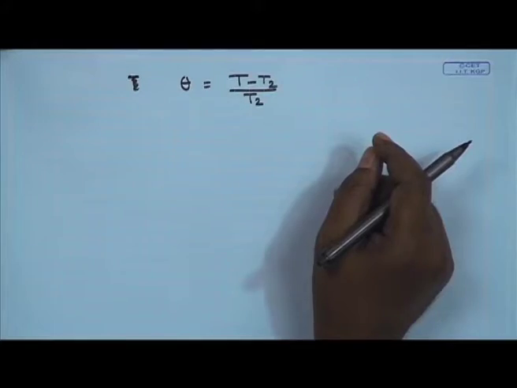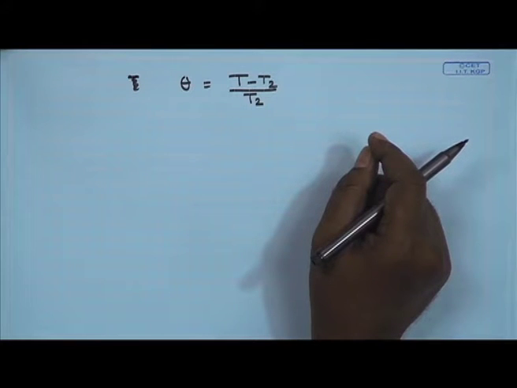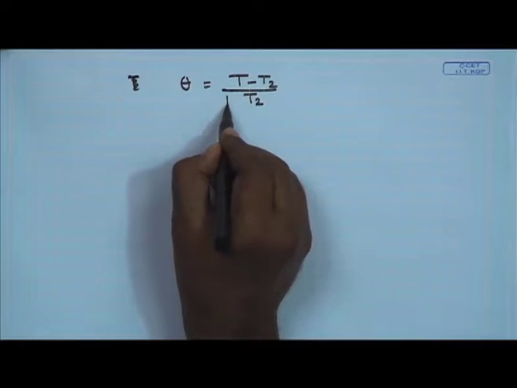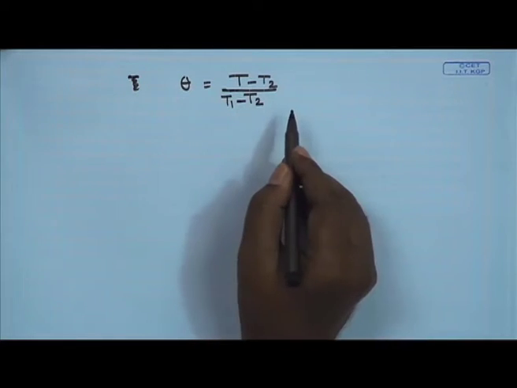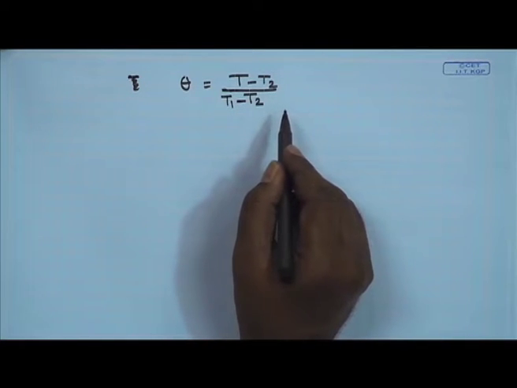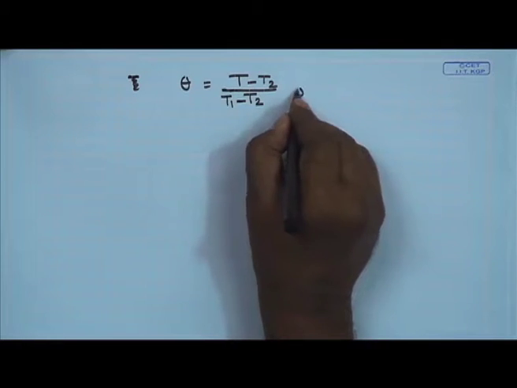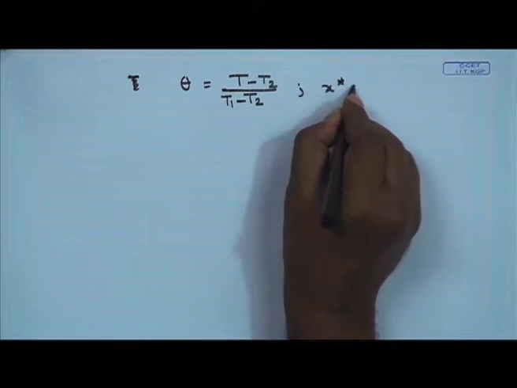So it is better to define the non-dimensional temperature in terms of the temperatures that appear in the boundary. So we define it as theta is equal to T minus T2 divided by T1 minus T2. That will make the temperature at the location x is equal to 0 to be 1, and at the other location it will become 0. So, in terms of this, let us say x star is equal to x by L.